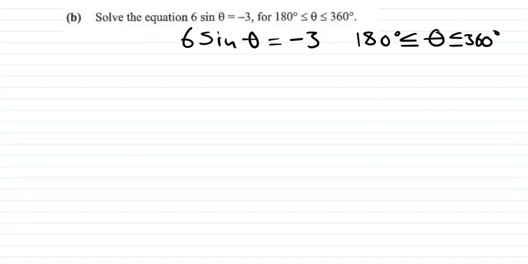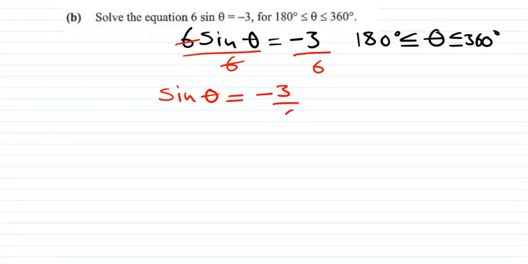So let's ensure that on the left we only remain with sine. How do we do that? Divide both sides by 6. Then on the left we remain with sine theta, since the 6 will divide, and on the right, -3/6, which can reduce. Divide by 3: on top is going to be a 1, on the bottom it will be twice in 6. So sine theta is equal to -1/2.